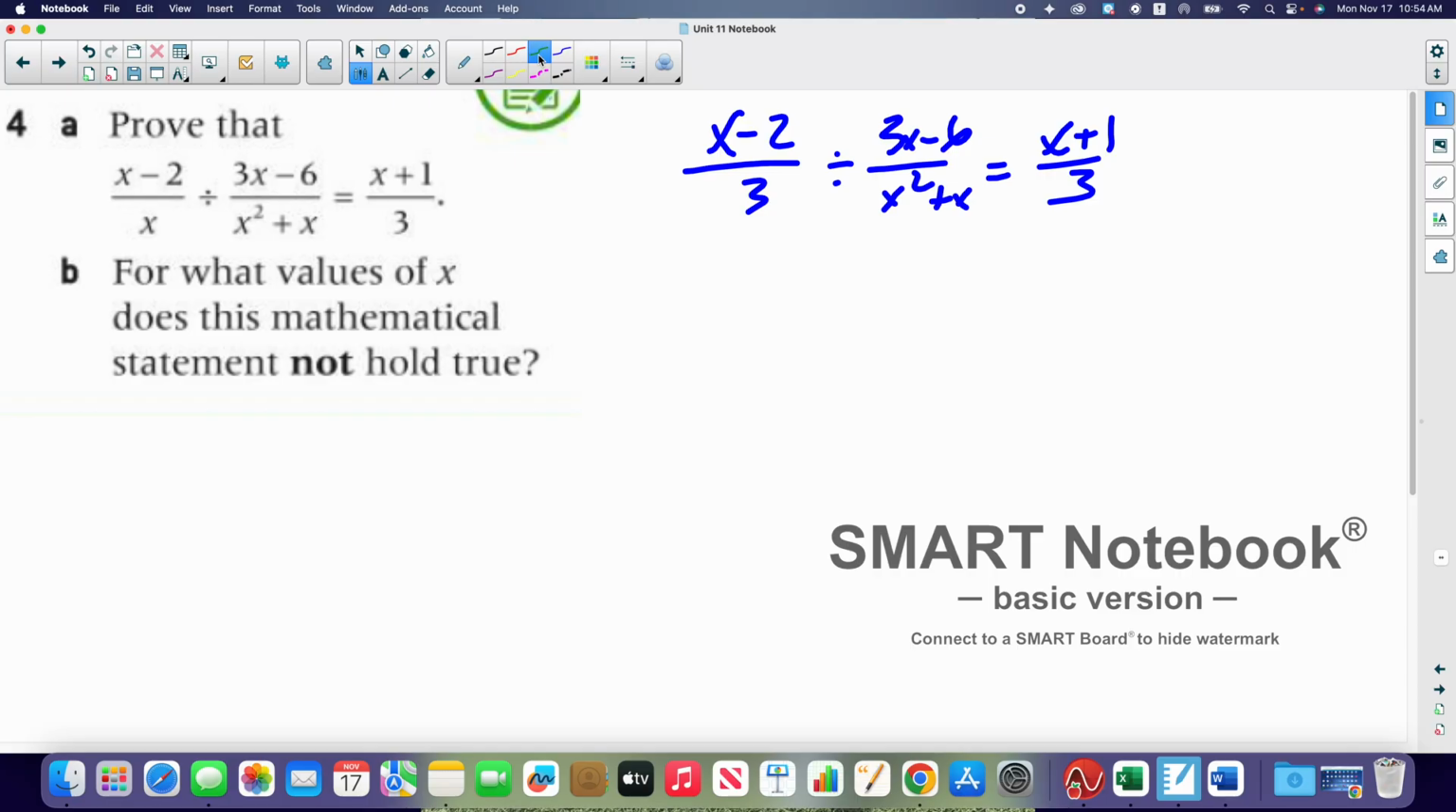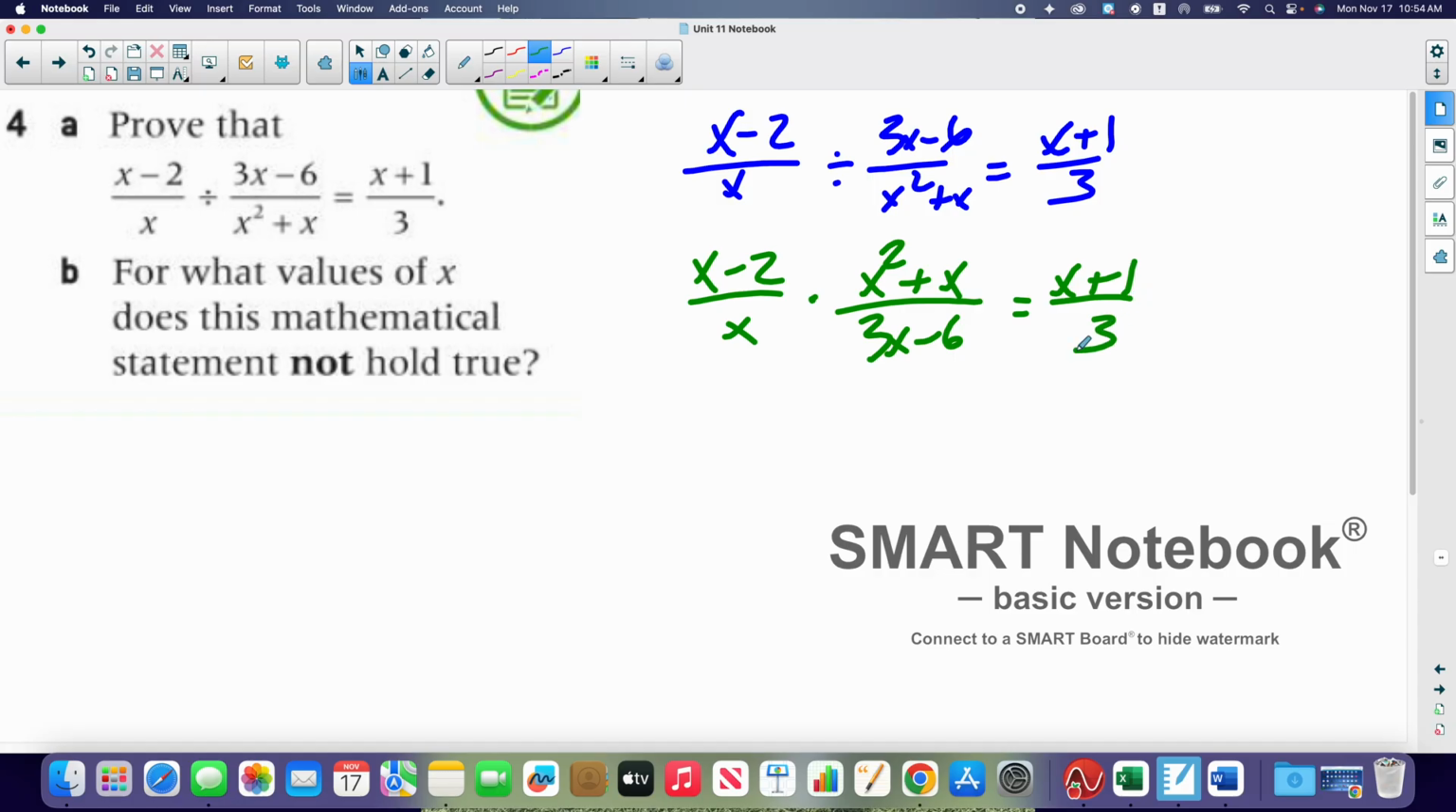Do we divide fractions? No. Normally, what do we do? Keep, change, flip. So that's what I'm going to do to start. So I'm going to go x minus 2 over... it's over x, not over 3. Sorry, thank you. x minus 2 over x, and then x squared plus x over 3x minus 6, and that's equal to x plus 1 over 3. Okay? So I keep, change, flip. I changed it to multiplication.